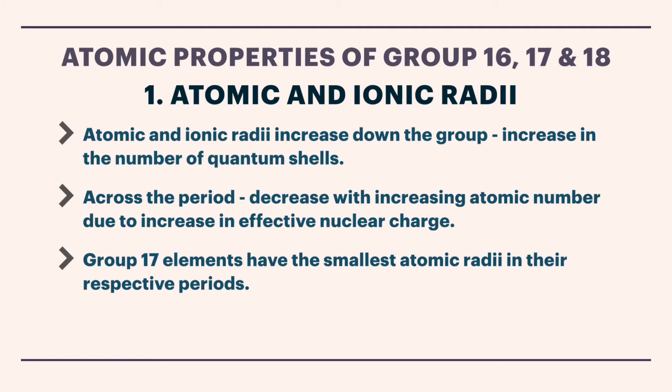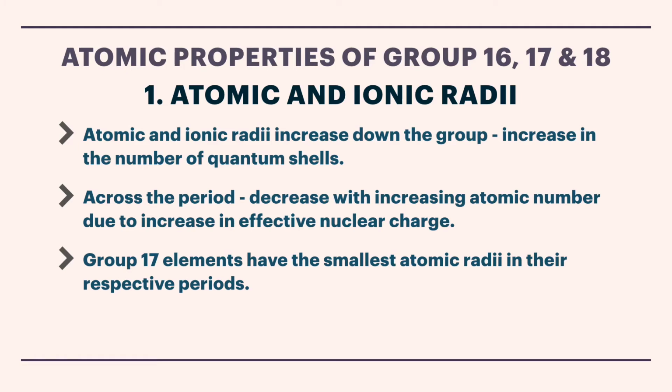The first property is atomic and ionic radii. First we'll understand what atomic and ionic radii are. Atomic radius is the distance from the nucleus to the normal valence electron, and ionic radius is the distance from the nucleus to the outermost electrons in an ion.